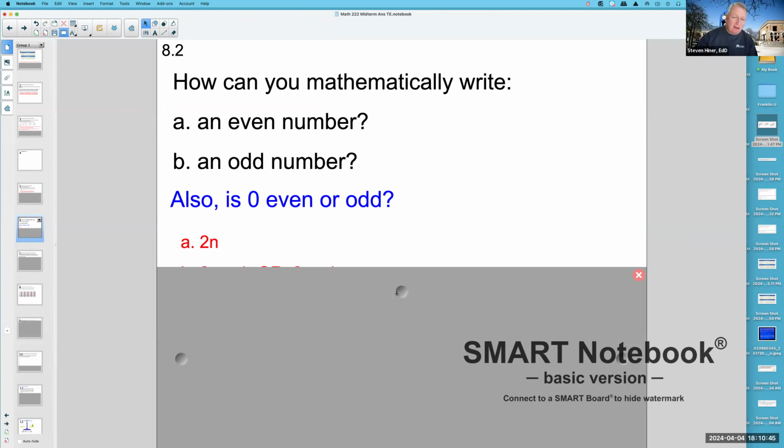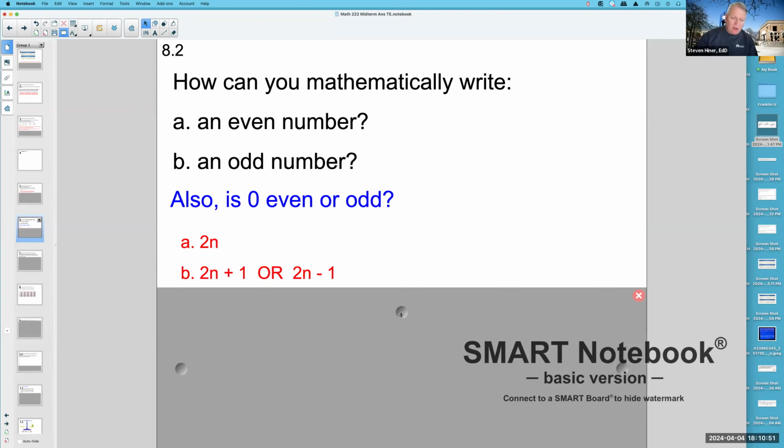You remember what we did if we took an even number and made it odd? We would either add 1 to that 2n or subtract 1 from 2n. Either way, we're going to end up with an odd number. So if 2n is an even number, adding 1 or taking away 1 makes it an odd number.